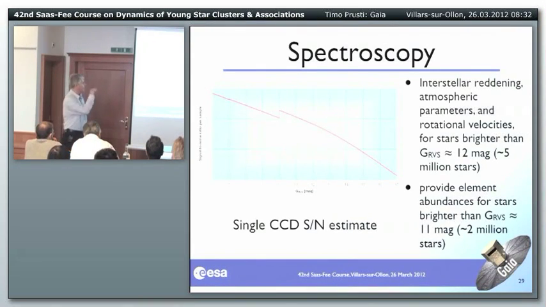And then the elemental abundances, that stops a little bit earlier, estimated at 11th magnitude, so you need at least a signal to noise of 10 at single sighting. And then you're talking about a sample of 2 million stars.